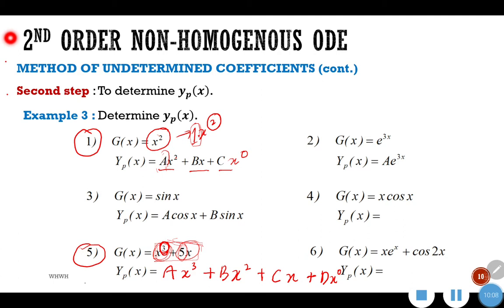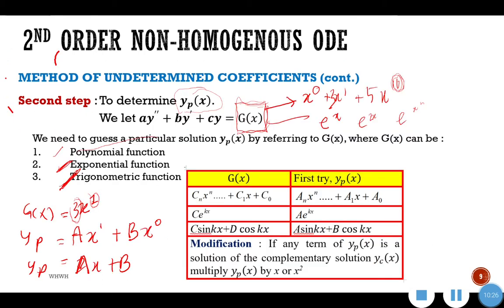Okay. Hope I make myself clear about how to determine YP for polynomial functions. I'm sure many of you have learned about this before, but for those students who have never learned this, please replay my video. Kalau tak faham juga, text me or you can ask your friends. Okay, alright. So we're done with polynomial. Sekarang ni we just need to understand how to try first, or how to make a guess for our particular solution. Ni kita tak solve lagi our differential equation ya.